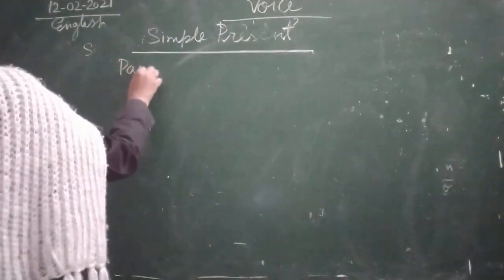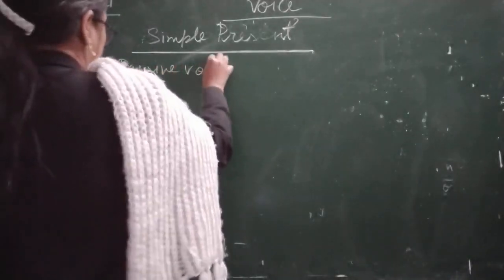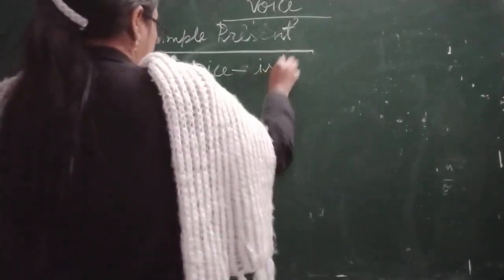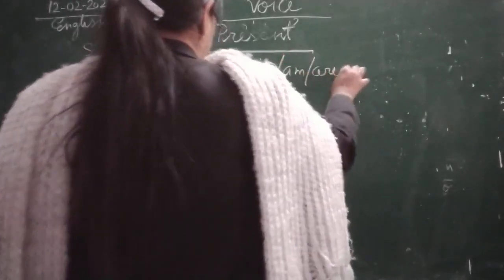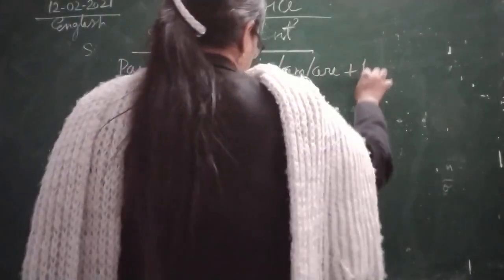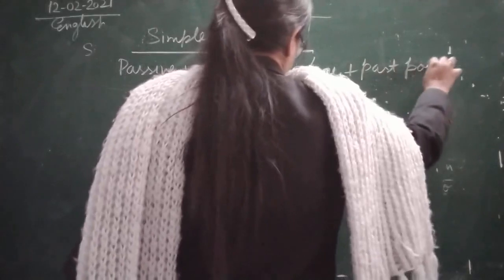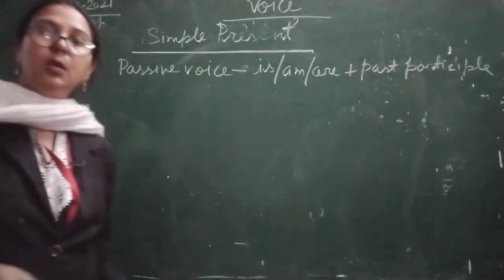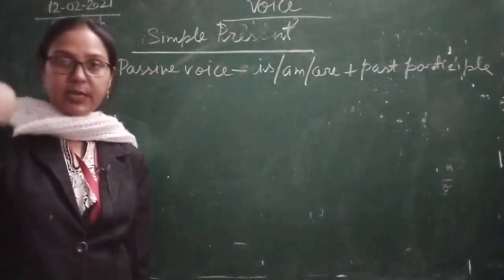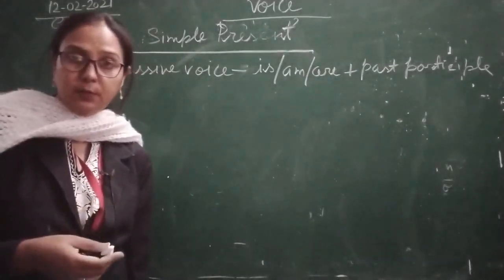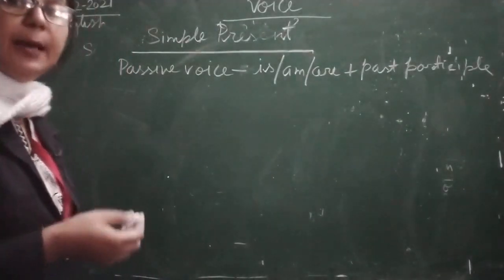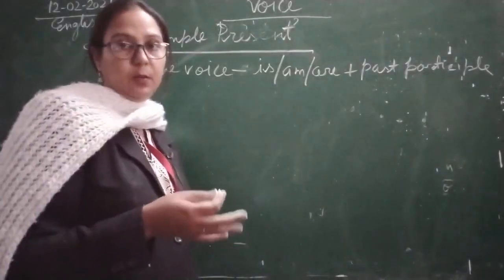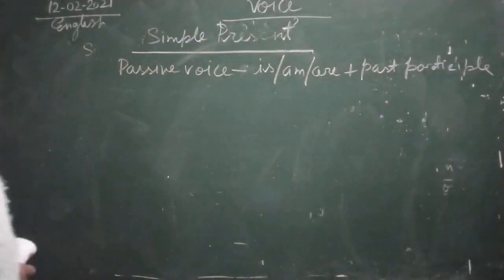Passive voice rule. How to convert to passive voice: am, is, are plus past participle. Okay, there is no use of writing active voice, I think it is very clear to you what active voice is. So I am not writing the rule for active voice, but I am writing passive voice. The rule is am, is, are plus past participle. Okay children, I will give you one example.